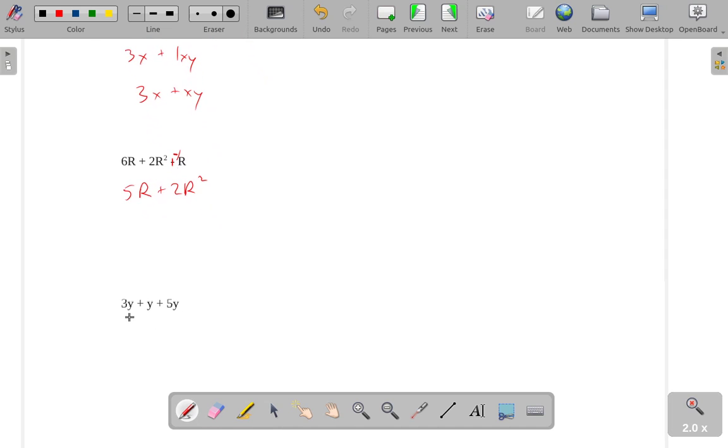And the last example in this video, we have 3y plus y plus 5y. And I think of this as 1y. 3 plus 1 plus 5 is, well, 4 plus 5 is 9. We end up with 9y here.